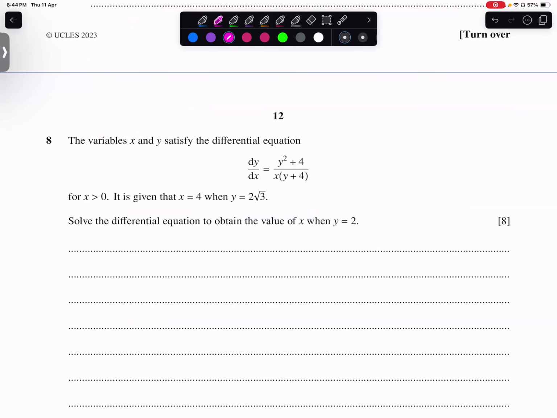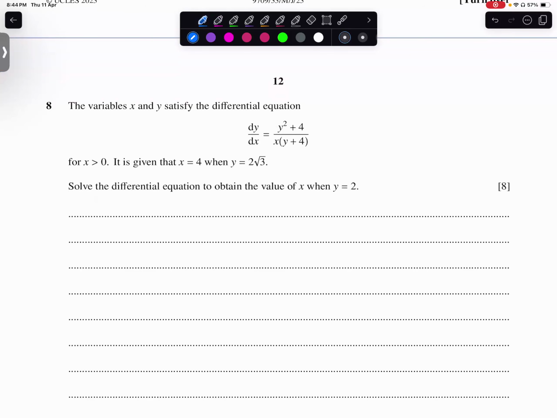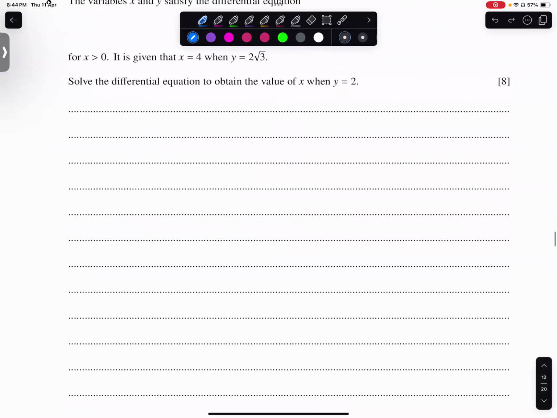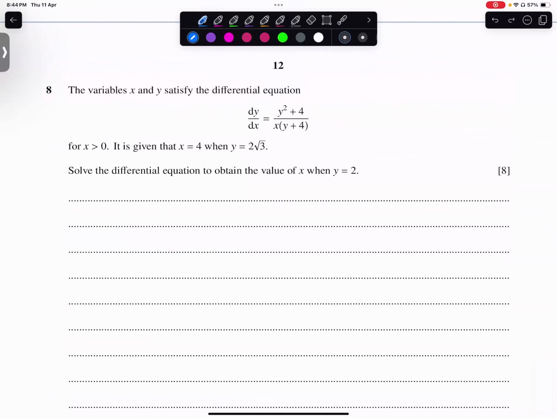The next is from differential equations. So rearrange this differential equation by writing. We can do it directly, students. y plus 4 divided by y square plus 4 dy is equal to dx over x.